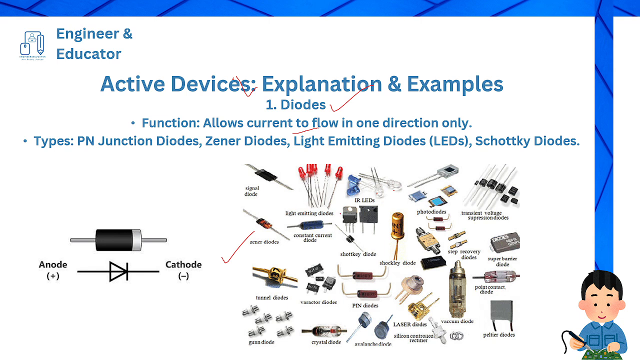Here you can see different types of diodes: signal diodes, light emitting diodes, IR LEDs, photodiodes, transient voltage suppression diodes, Schottky diodes, tunnel diodes, varactor diodes, PIN diodes, laser diodes, and the silicon controlled rectifier, SCR. From this we can understand that diodes are mostly used in rectifiers. We will move on to the next slide.